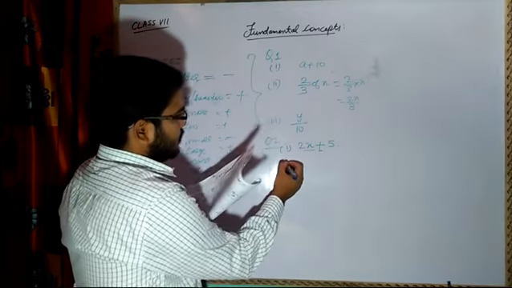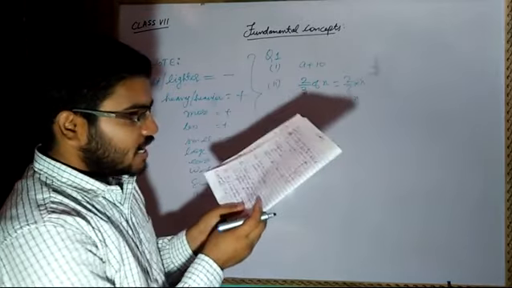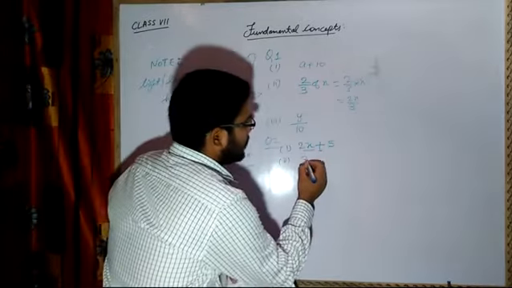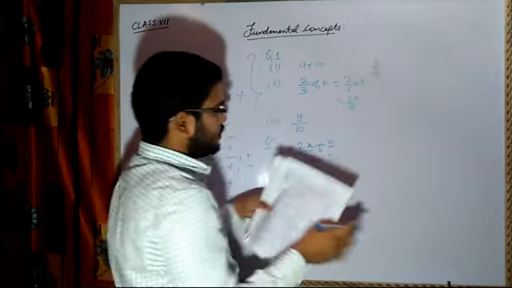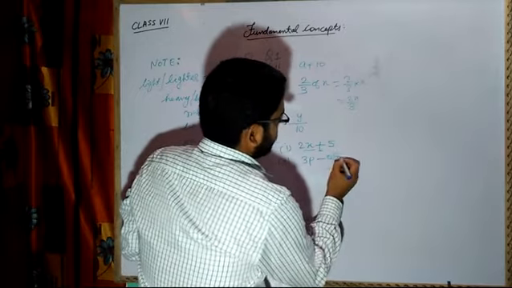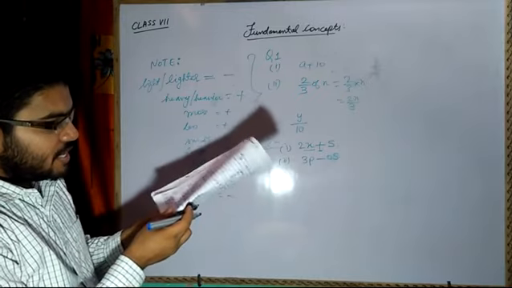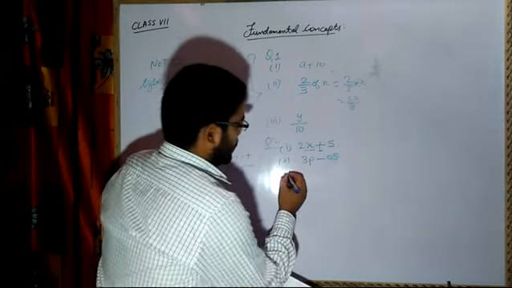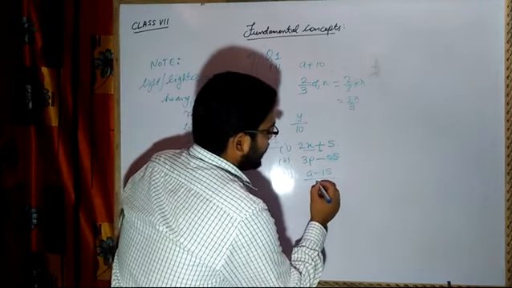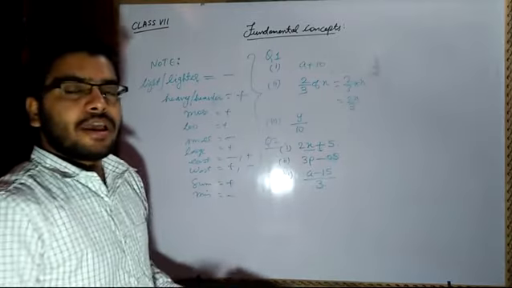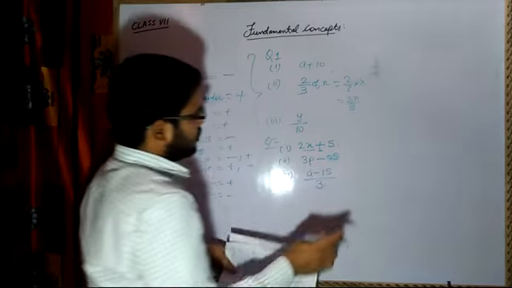Now the second one: 25 subtracted from thrice the number p. Thrice the number p means 3p. Subtracted means minus. How much? 25 is subtracted. So I will write 3p minus 25. Now the third: difference of a and 15 divided by 3. Difference of a and 15 is a minus 15, divided by 3. So you have to divide by 3. Now question number 3.